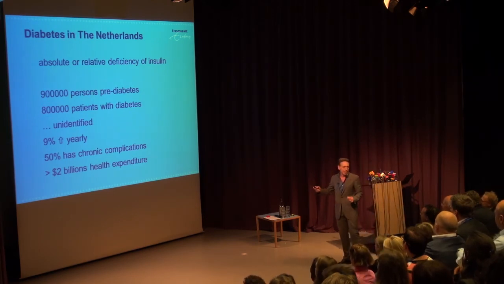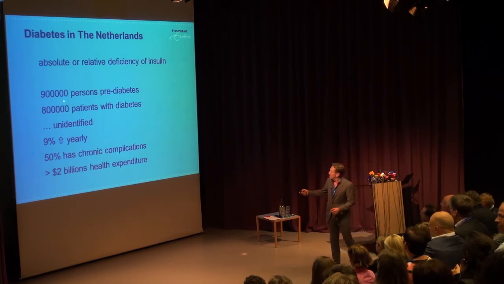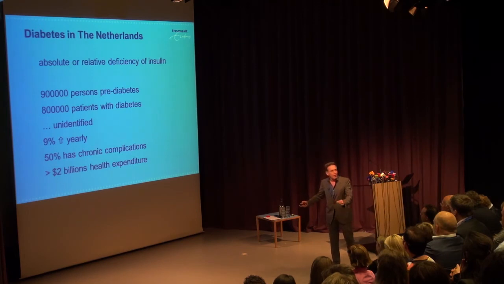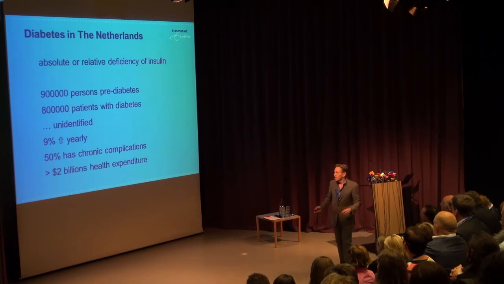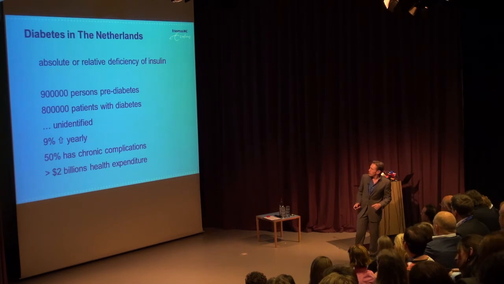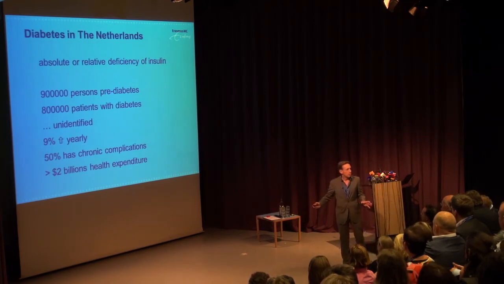900,000 persons in the Netherlands have pre-diabetes. 800,000 of the persons have diabetes already. We estimated that between 30 and 50% of the patients are not diagnosed yet. So we have unidentified patients with a severe disease walking around without knowing that they have diabetes. On a yearly basis, we diagnose approximately 9% new patients with diabetes in the Netherlands, although in Rotterdam it's 12%.